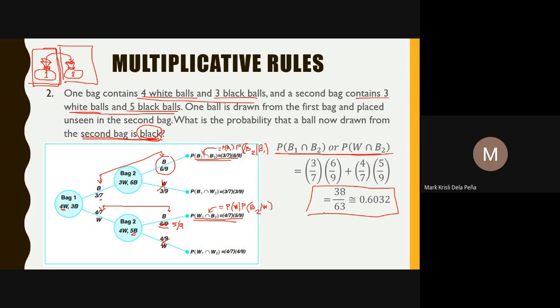I have shown you two possible ways of following the multiplicative rules. Here in the second example, I have shown you how to use the tree diagram. Now you can use a tree diagram depending on the problem. So see, we used the tree diagram here because it would be difficult for us to imagine how we solve this problem.